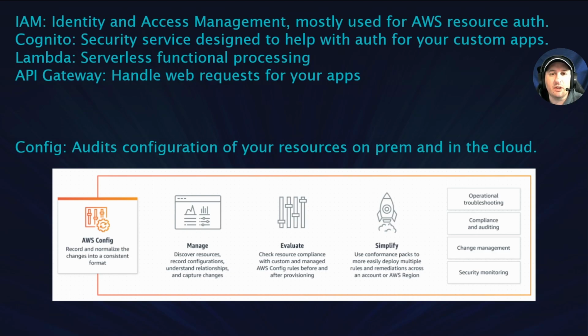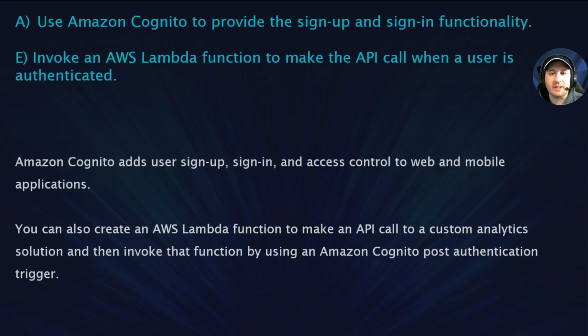Now AWS Config you may or may not be familiar with, so we're going to point it out real quick. Config is used to audit and configure resources on-prem and in the cloud. It's more used to assess if your configurations are meeting the requirements outlined by your parameters. So let's dive into the correct answers. We already touched on why these two are the best options available. Cognito already has the sign-up and sign-in functionality that you need, and the Lambda function allows you to take the actions that you need once you are authenticated.